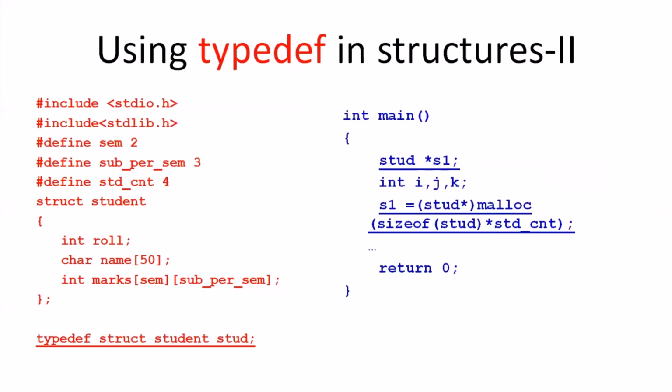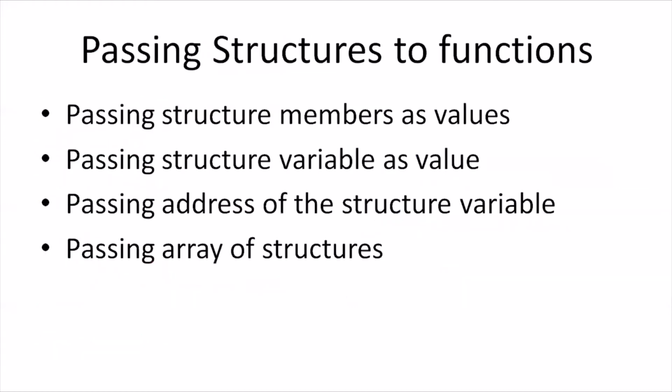Next, we will see how we can pass structures to functions. Structures can be passed to functions in 4 different ways. In the first method, we will see how we can pass the structure members as values to functions. Next, we will see how we can pass the structure variable as a whole as value to a function. In the third case, we will see how we can pass the address of a structure variable to a function. And finally, we shall see how we can pass an array of structures created dynamically into a function.